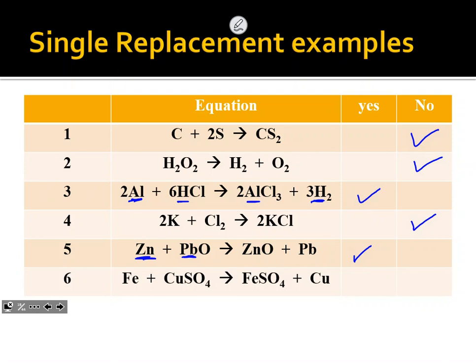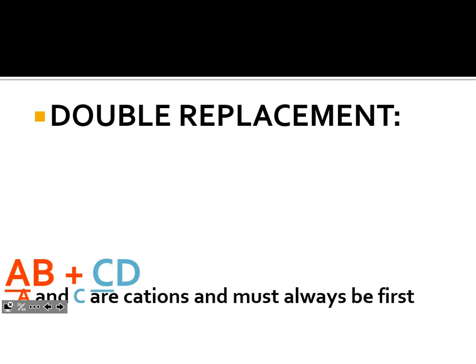How about number 6? Yes. Number 6 is a yes. Good. So this is going to be iron switching with copper. Also another cation one that we see up here. Okay. Very good. All right, double replacements.